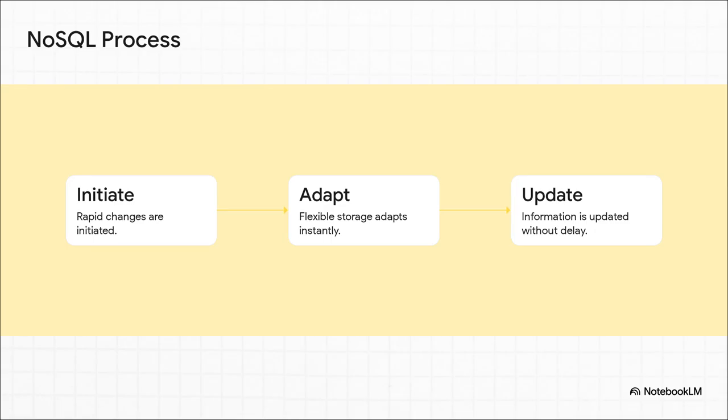Let's move on and see how this builds. The mechanical process here is incredibly agile. First, rapid changes are initiated by the application. Second, instead of checking against some rigid index of relational tables, the flexible storage adapts instantly to the new data format. And finally, the information is updated without any delay. This agility is exactly why NoSQL is the absolute go-to architecture when speed and flexibility are your highest priorities.